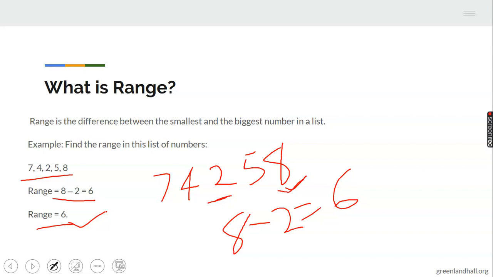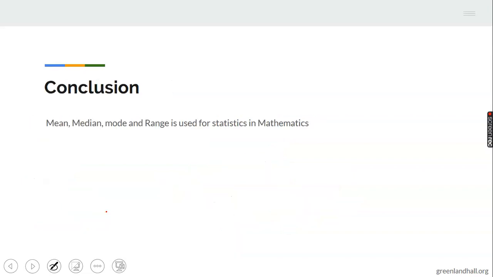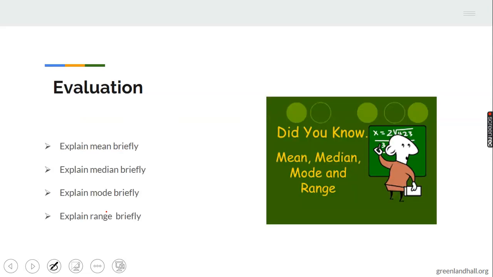So we have learnt a lot of things today. We have learnt mean, median, mode, and range. We use these things in mathematics for statistics, so it's very, very compulsory for you to know how to use them. Now, we want to go to the evaluation page. Let's see what you have learned so far.